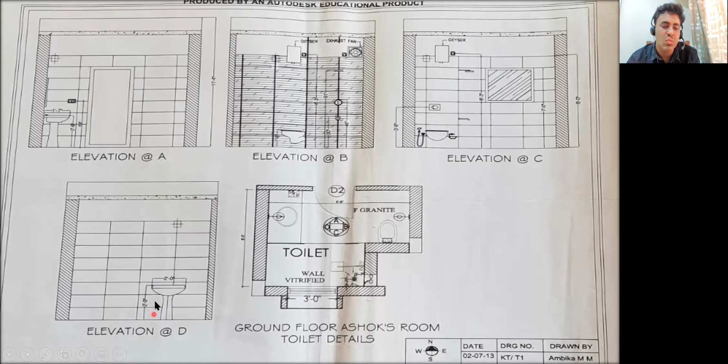Each and every detail, at what height your pedestal wash basin has to be kept. It has to be kept at 2 feet 9 inches. The width has to be 2 feet, right? So each thing will be mentioned here.